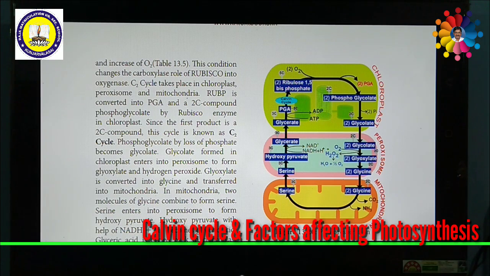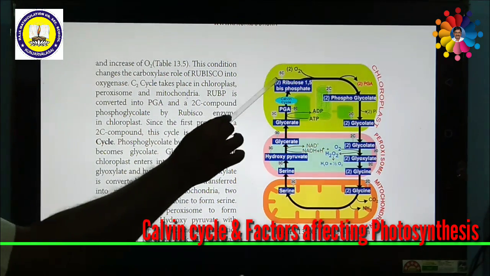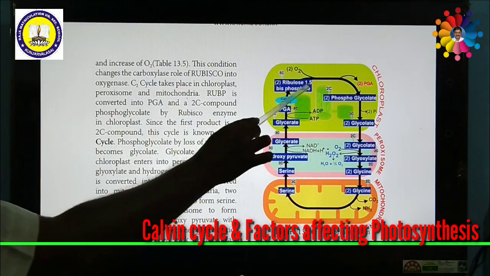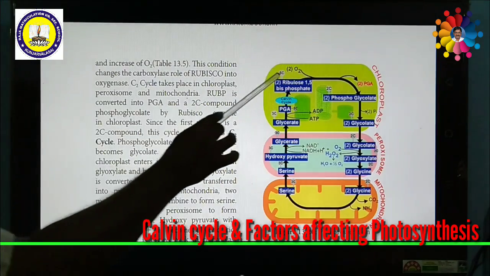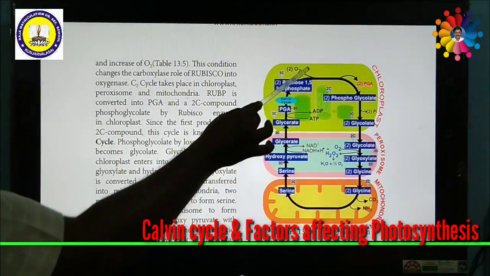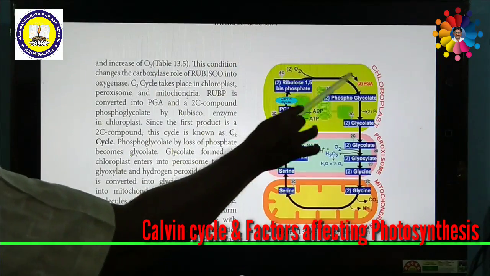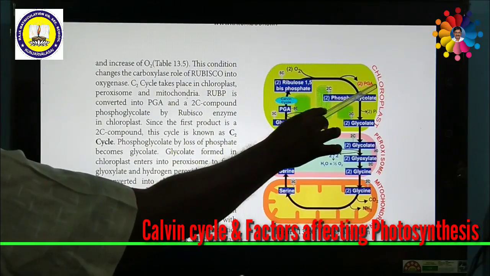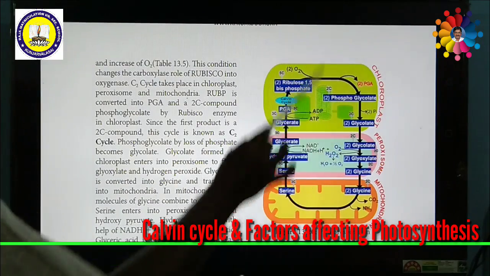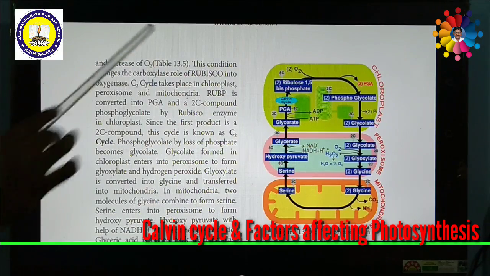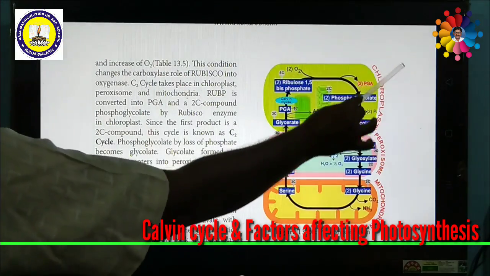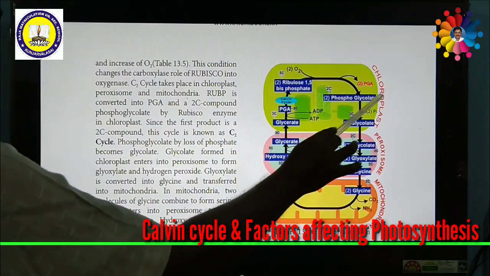Here, how this process takes place, we shall see one by one. In chloroplast, RuBP, ribulose 1,5-bisphosphate, a 5-carbon compound, is oxidized with excess amount of oxygen to produce phosphoglyceric acid and phosphoglycolate with the help of the enzyme called Rubisco. So the PGA, phosphoglyceric acid, enters into the Calvin cycle. The remaining molecule is phosphoglycolate.